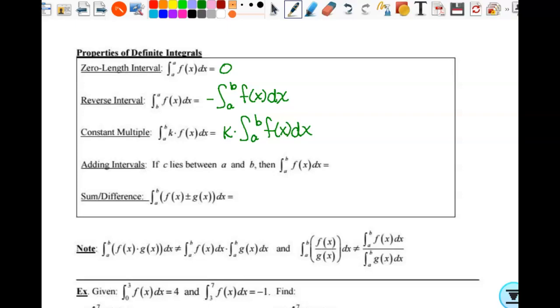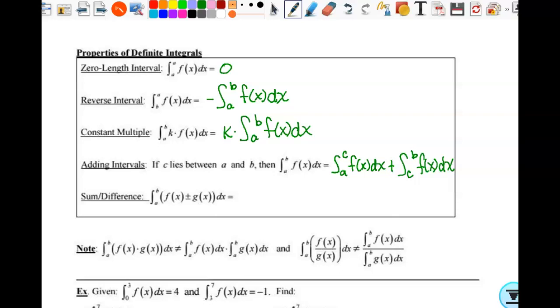We can add integrals by adding intervals. So it says if c lies between a and b, so c is some number between a and b, then the integral from a to b of f of x dx is equal to the integral from a to c of f of x dx plus the integral from c to b of f of x dx. That's like saying going from 0 to 5 is the same as 0 to 2 plus 2 to 3. Just adding the pieces together, which we did when we found the 2 triangles and areas yesterday.